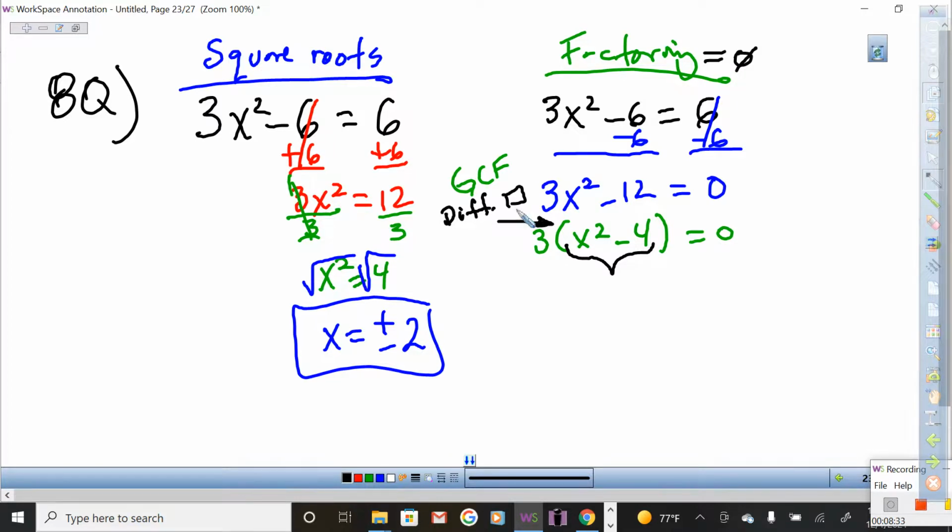So let's see, how do we know, Mr. Q? Well, it's a binomial, it's the difference, and let's see, can I take the square root of x squared? Yes. Can I take the square root of 4? Yes. If it's a difference, so this is x plus 2, x minus 2, then bring down the 3 equal to 0.